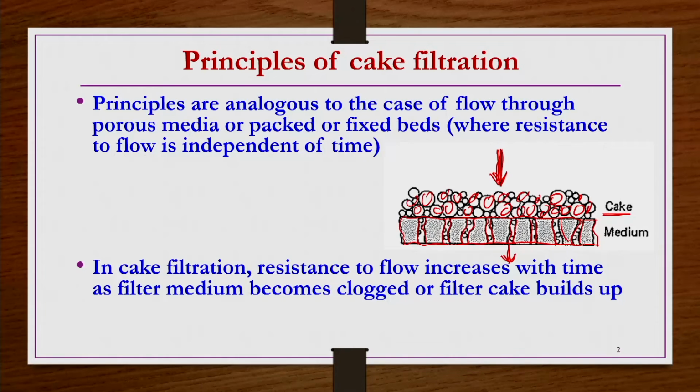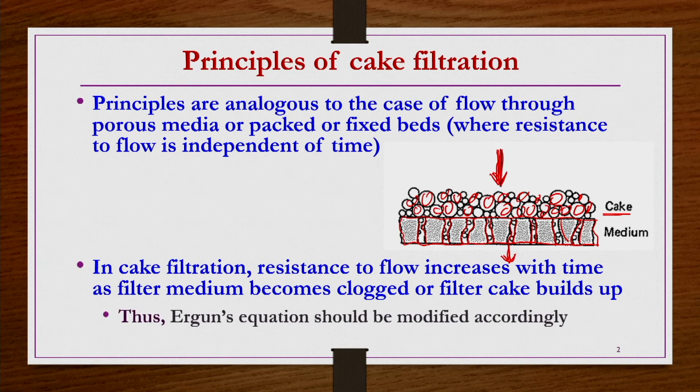In cake filtration, as I mentioned, the resistance to flow increases with time as the filter medium becomes clogged or the filter cake builds up. Thus, the Ergun equation should be modified accordingly to bring in the effect of filtration time, cake formation, clogging of the filter medium or building of the cake, whatever the reasons are. So, how do we bring those concepts in? All of them can be combined together if you bring the time factor into this equation. That is what we are going to see.